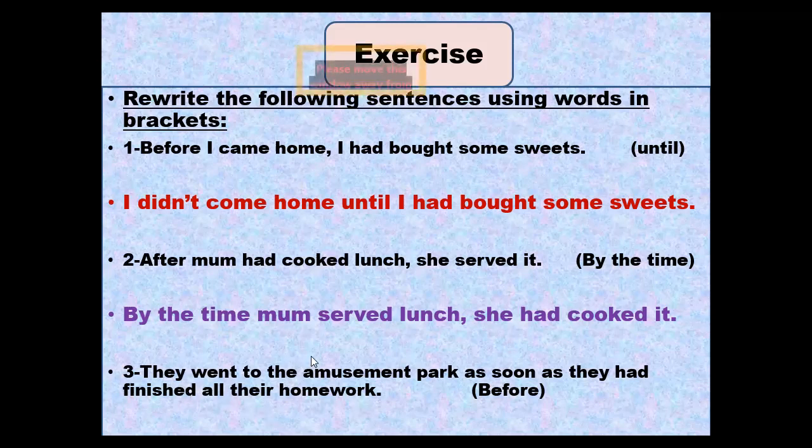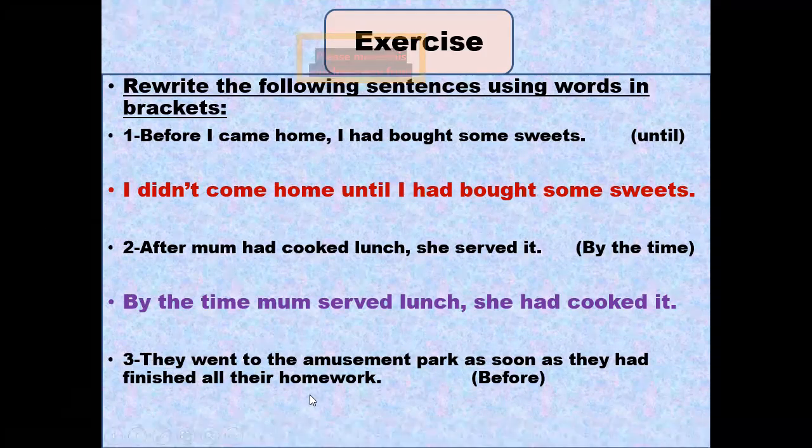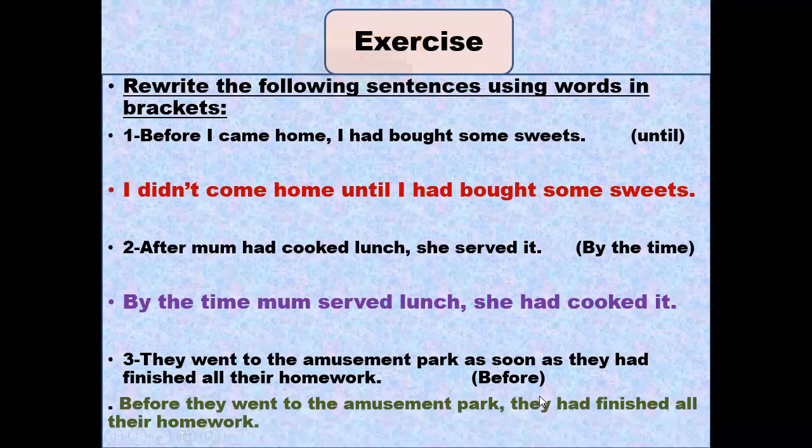They went to the amusement park as soon as they had finished all their homework. Before. Before is followed by the past simple tense. Before they went to the amusement park, they had finished all their homework. Excellent, well done. Before they went to the amusement park, they had finished all their homework. Well done.